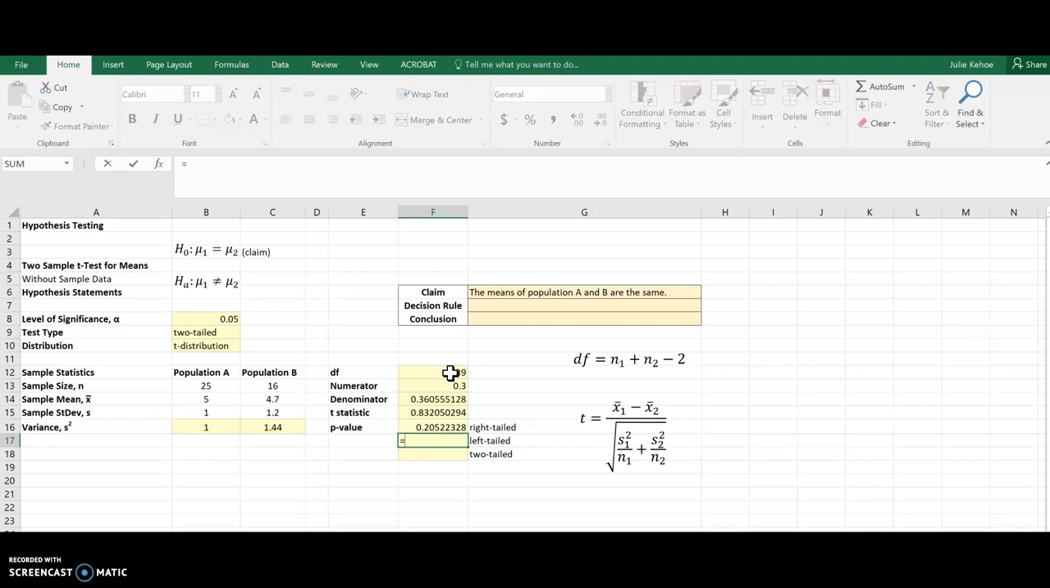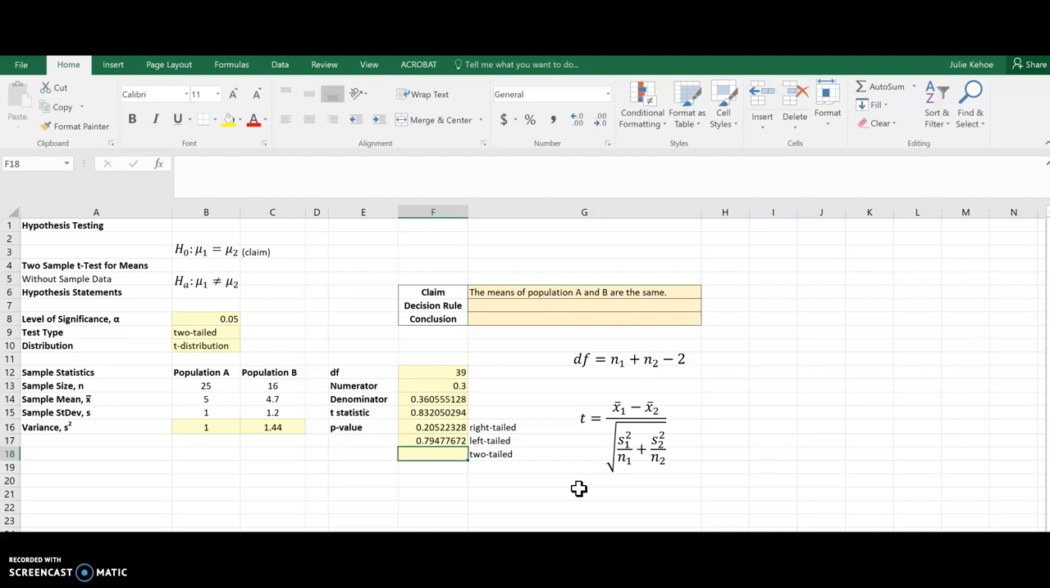If I was going to do a left-tailed test, well, I can just pick this one here. And same thing, pull that test statistic and the degrees of freedom. And this one wants to know if it's cumulative or not. And yeah, we always want cumulative because that's all the area to the left of the t-statistic. And there is my p-value for a left-tailed test.